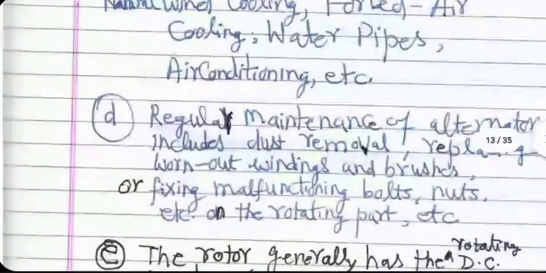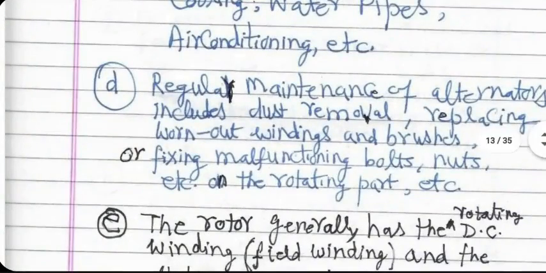Regular maintenance of alternator includes dust removal. As alternators run at high speeds and generate a lot of power and they have a lot of openings all over, dust gets in. Periodically, we have to shut them down for maintenance. And maintenance procedures include dust removal, replacing worn out coils, worn out brushes also, malfunctioning bolts will have to be replaced, nuts also same thing, and so on.